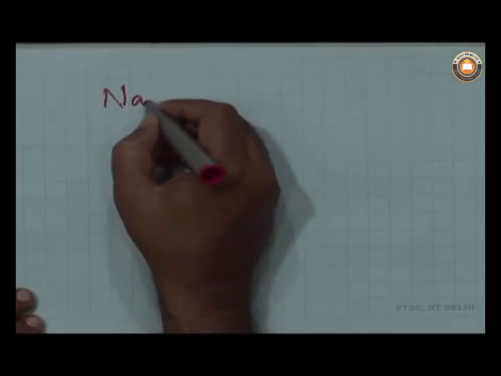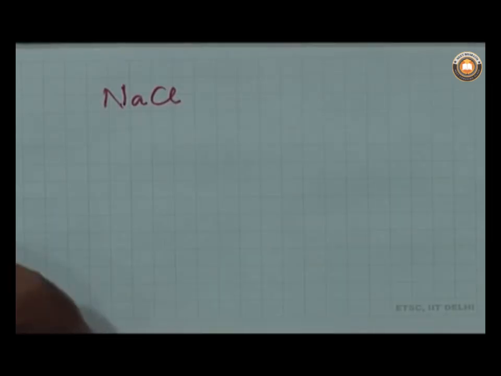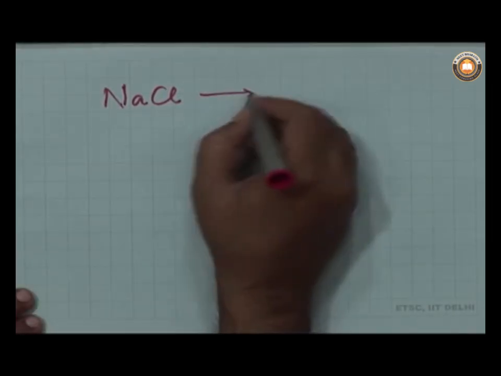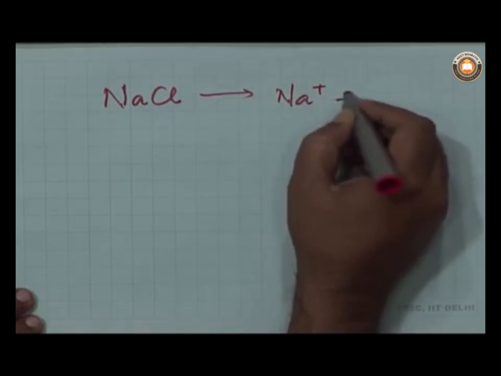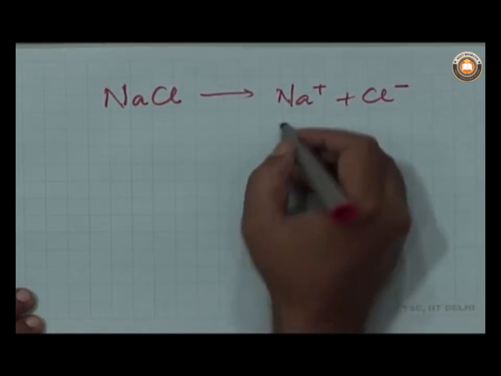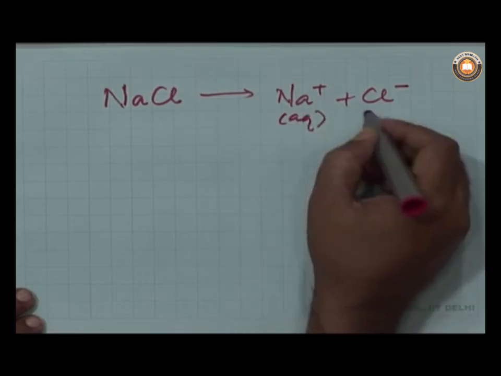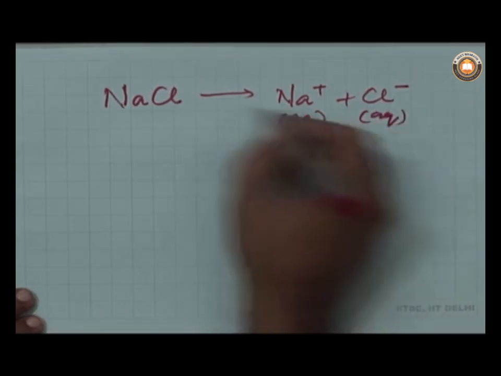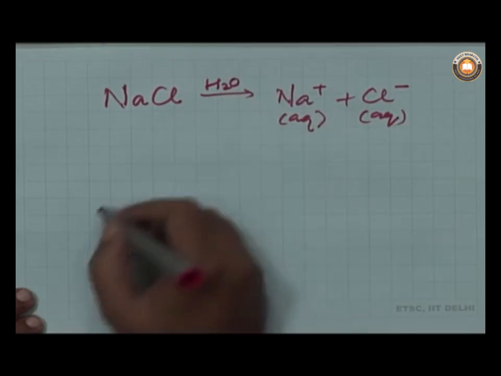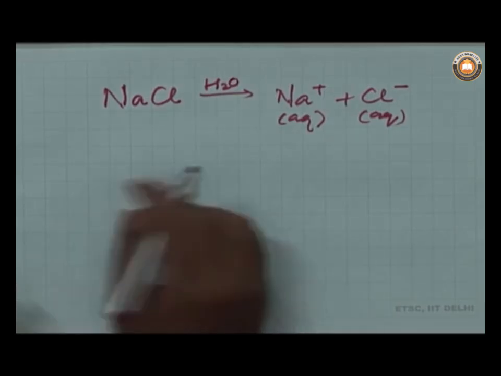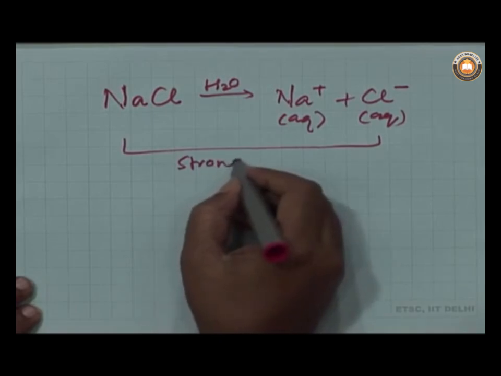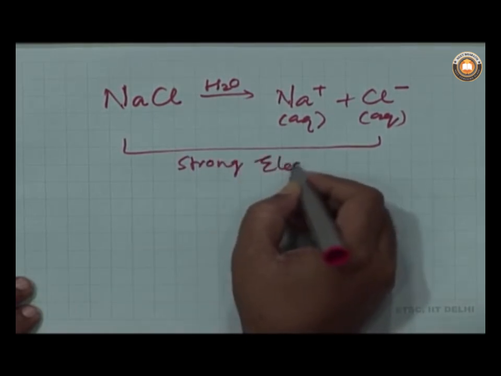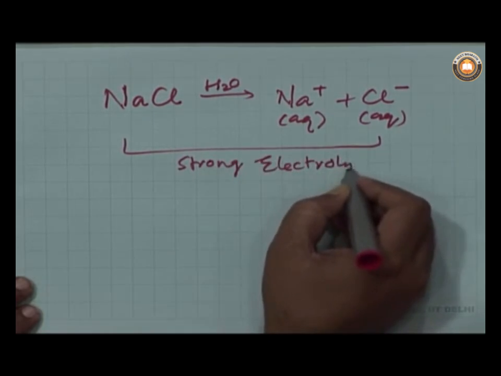So, a strong electrolyte or soluble salts are completely dissociated in aqueous solution, completely dissociated. These are your strong electrolytes.